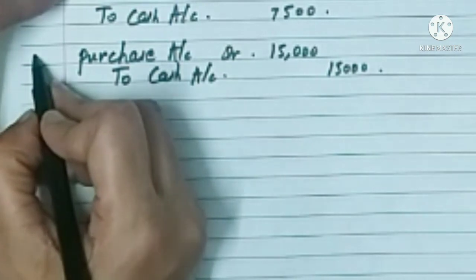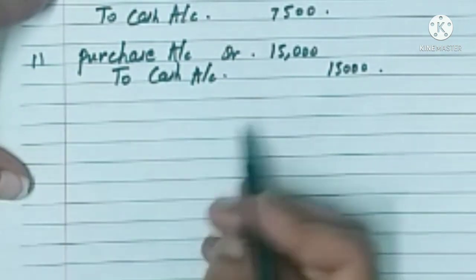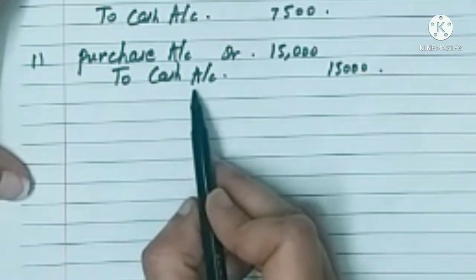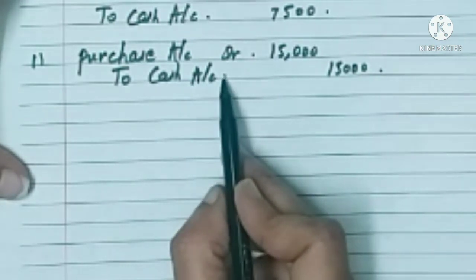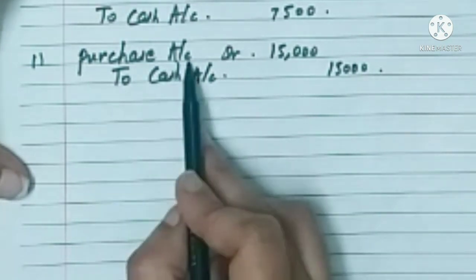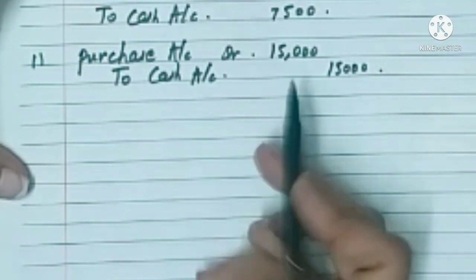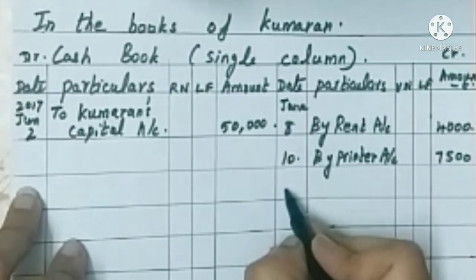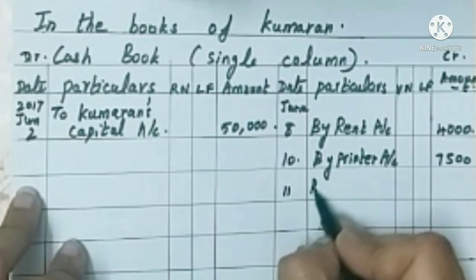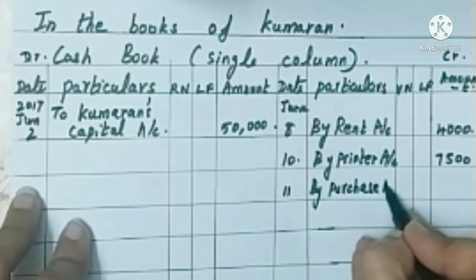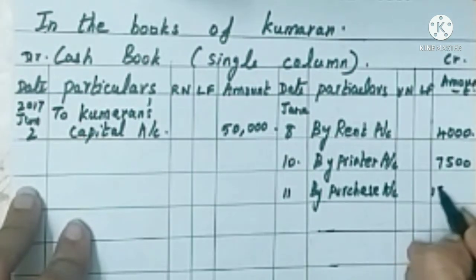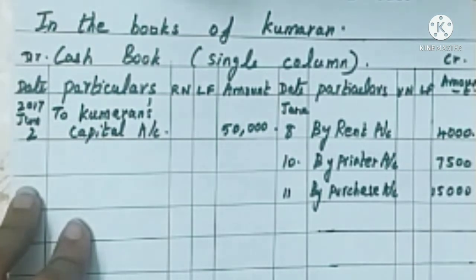Date of the transaction is June 11. So, in this entry, we know that cash account is credited. So, I am going to write it on the credit side of cash book: June 11, by purchase account, 15,000.